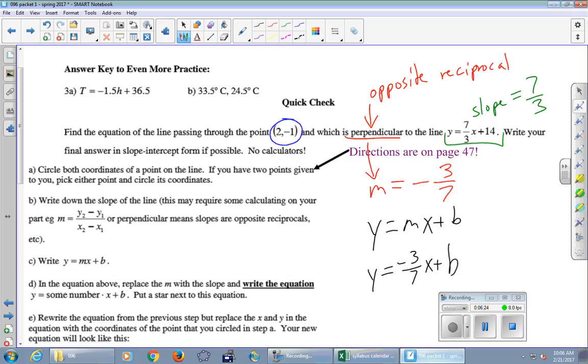Okay, and then it says, so here's the y equals some number times x plus b. That's what we have right now. And then it says put a star next to that equation. Okay, we can do that. We're going to reference that equation in a little bit.